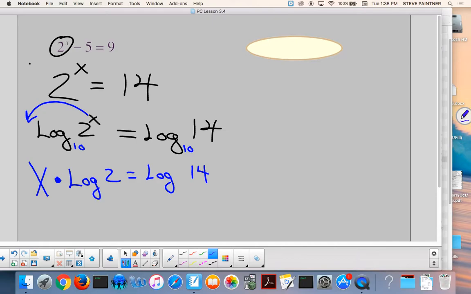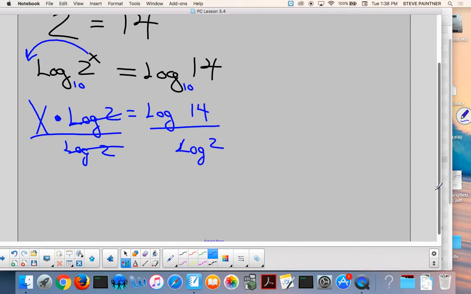Yeah, divide, because it's multiply by log of 2. Okay, and of course log of 2 here just does what? Cancels out. X equals, here it comes, and now it's up to you guys to do this. It's not going to be perfect. We're going to go to the nearest thousandth, okay?